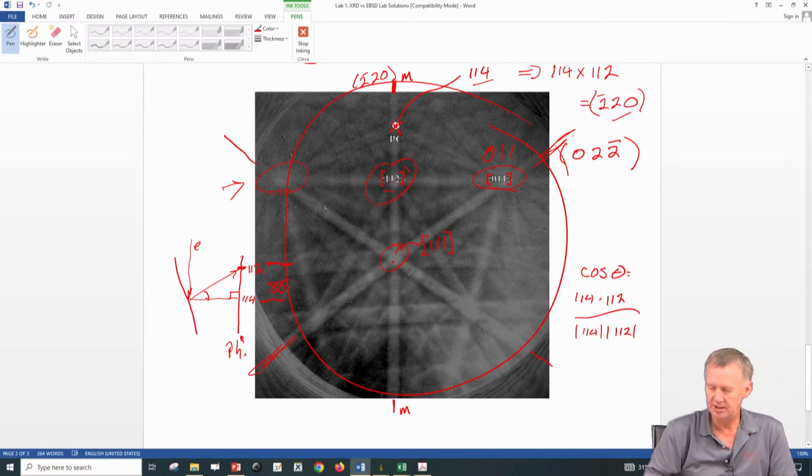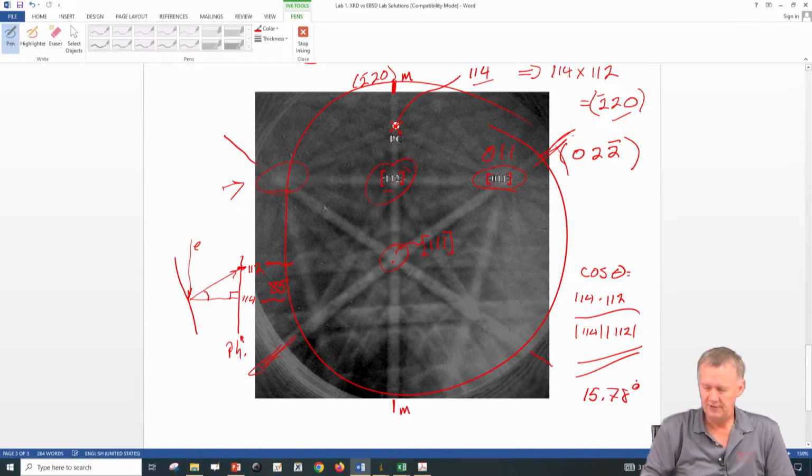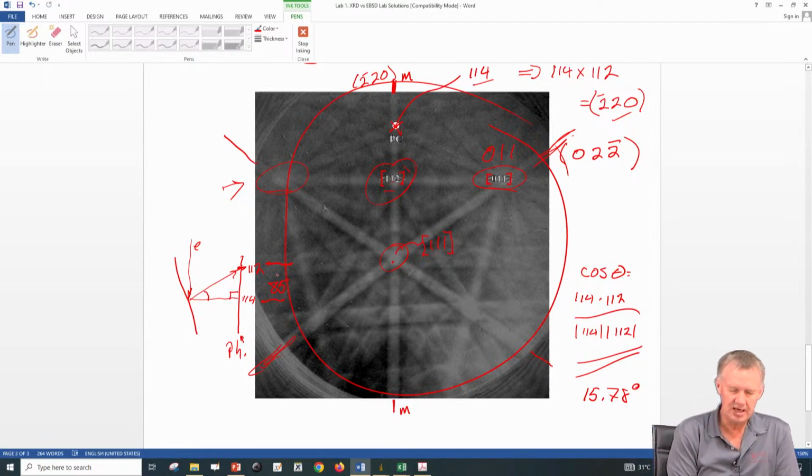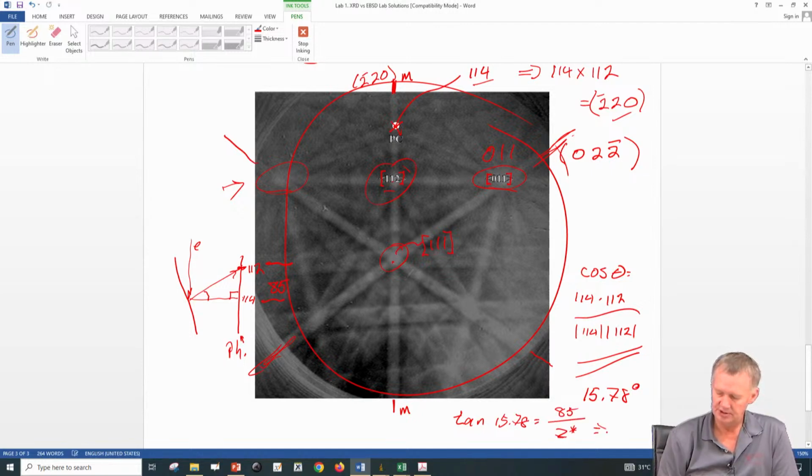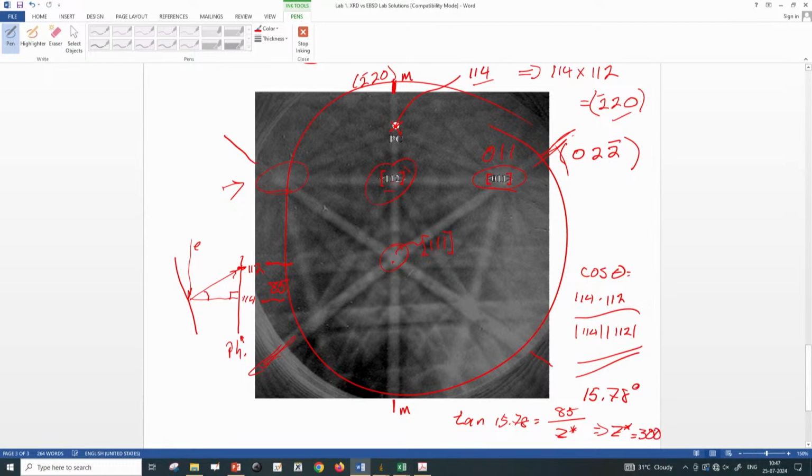we need to know this angle. Has anybody done this calculation for me yet? 15.78. Okay, 15.78 degrees. So if I know 85 is between 112 and 114, and I know this angle is 15.78 degrees, how do I determine this specimen to screen distance? Tangent 15.78 equals 85 over z star, right? You said z star is 300? Exactly 300? Close? 300 point something. Okay, so 300 is good. All right, so we know z star.